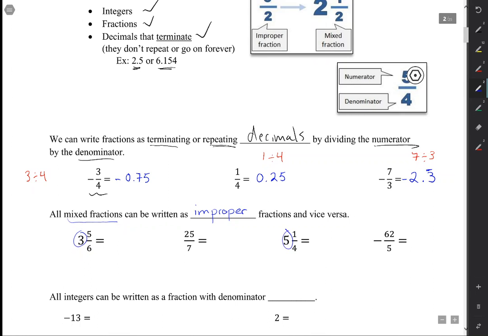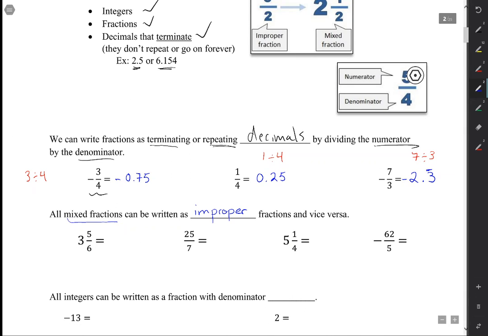And improper fractions is when the numerator is bigger than the denominator. So 25 here is bigger than 7, so that's improper. 62 is bigger than 5, so that's improper. So let's just get some practice converting them from mixed to improper.